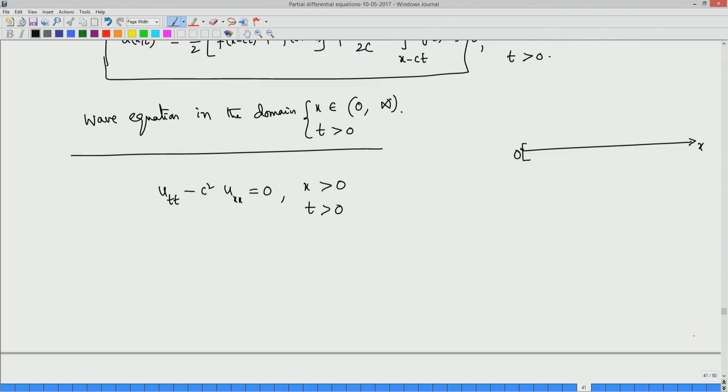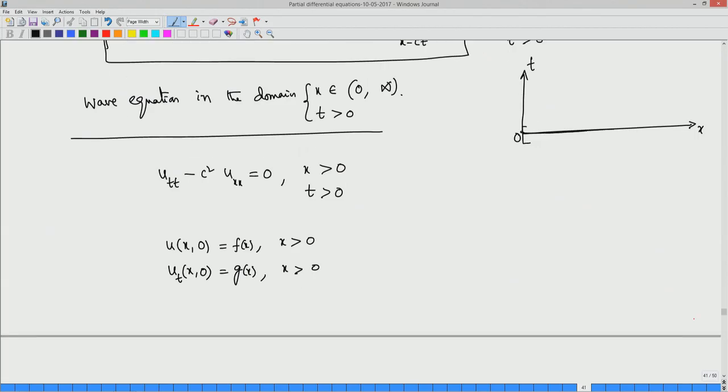The domain is again in time, so initial data you can provide. What is your initial data? u at x,0 equal to f(x). This is given only for x positive, and its velocity u_t at x,0 is g(x). So what is the domain? The domain is x from 0 on, and this is the boundary, and also at x equal to 0, all along t, this is also a boundary.